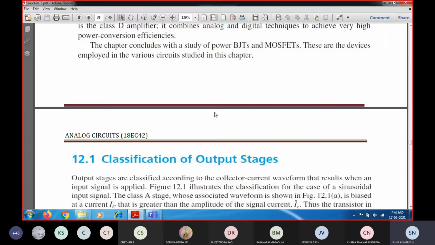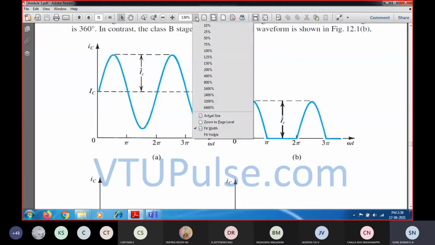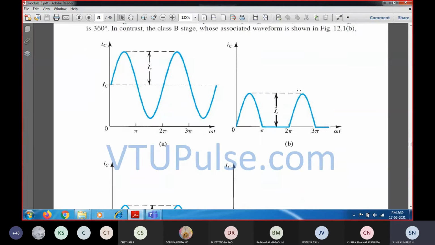So amplifiers can be categorized. We can see the classification of the output stage of an amplifier in this figure. I will go through each figure. Power amplifiers are categorized into different classes based upon how the output signal varies over one cycle of operation for a full cycle of input signal. That means for a given full sinusoidal input waveform, how does the output signal vary over one full cycle of input?